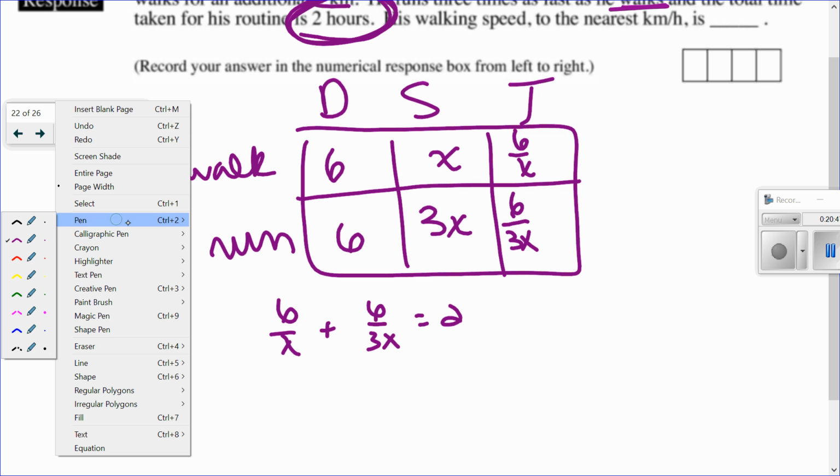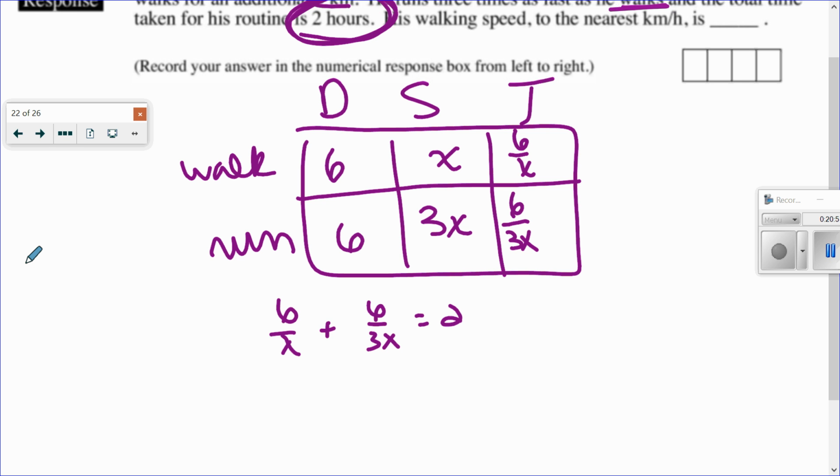Okay, so let's look over here, and we're going to use balance to solve this question. To get rid of a divide by x, I would multiply everything by x. To get rid of a divide by 3 times x, well, I already have the x, so I'm just going to also multiply everything by 3.